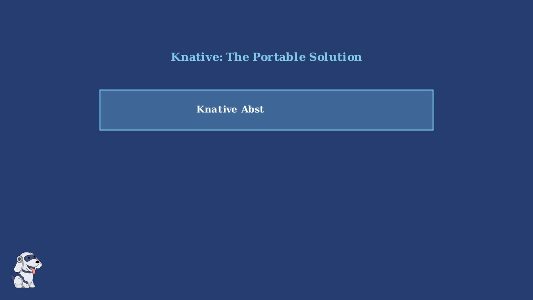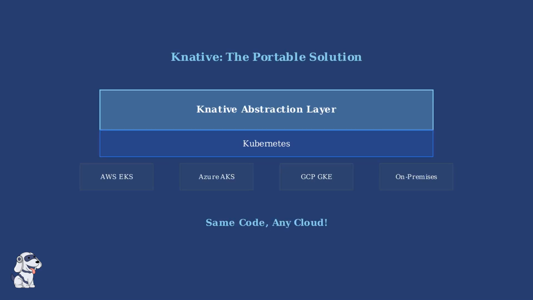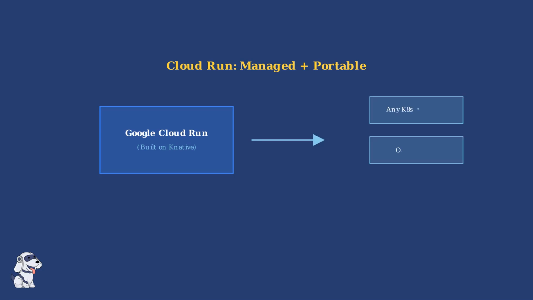Native solves this problem by providing a standardized abstraction layer on top of Kubernetes. Instead of using vendor-specific APIs, your applications use Native's consistent interface, making them portable across any Kubernetes cluster. Cloud Run takes this a step further by providing a Kubernetes-compatible API. This means your Cloud Run applications can easily migrate to any Kubernetes cluster running Native, giving you the best of both worlds: managed convenience and portability.